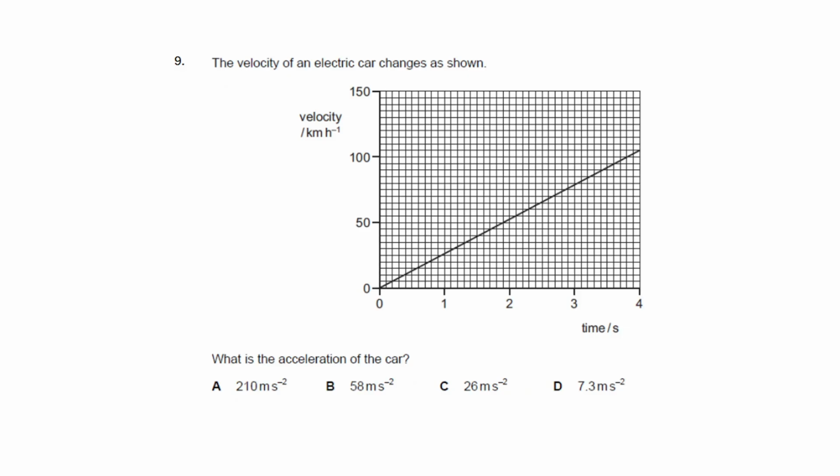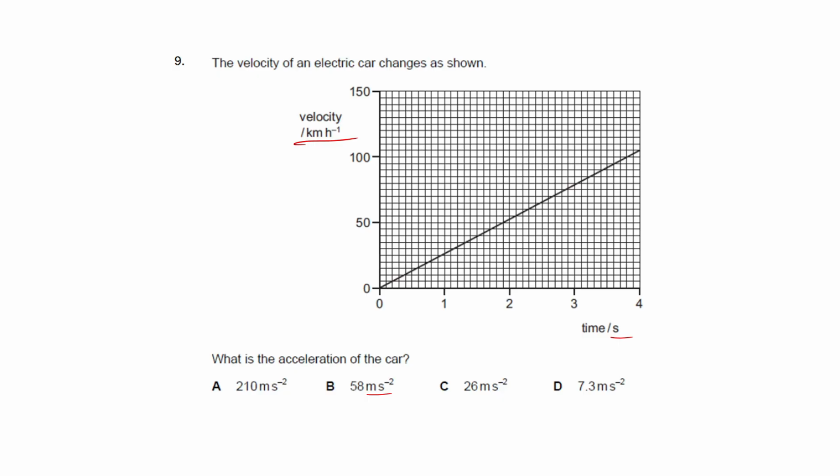The velocity of an electric car changes as shown. What is the acceleration of the car? So we see that this is in kilometers per hour and this is seconds. And then the answers chosen are in meters per second. So I kind of don't like these problems, but it is definitely one on the easier side. You just have to pay attention a little bit.